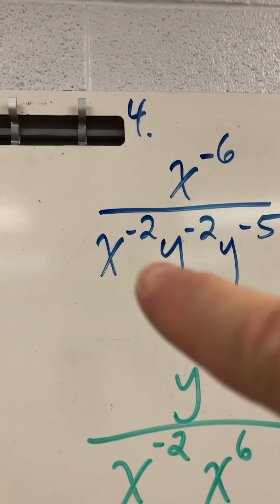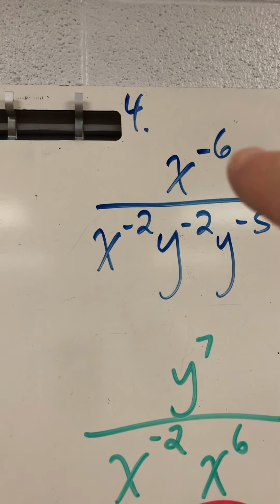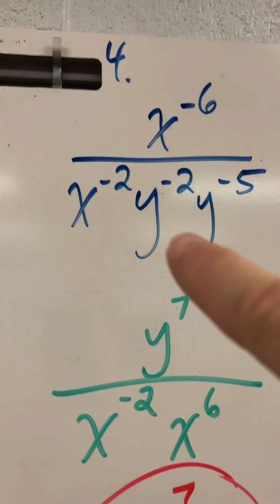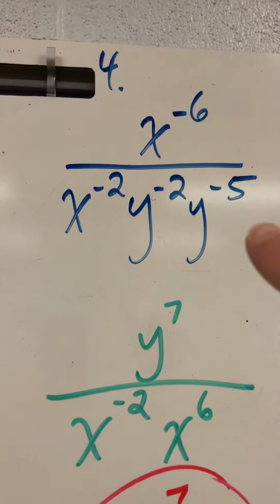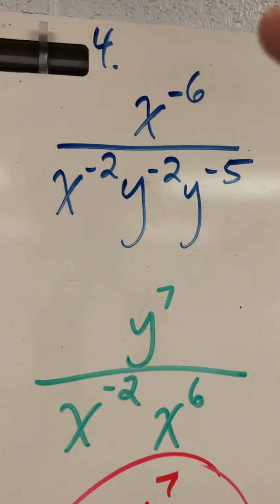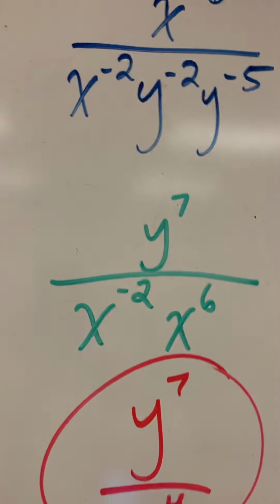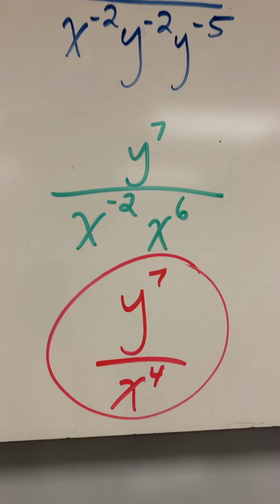X to the negative second. If I bring x to the negative 6 to the bottom, I've got x to the 6th. Y to the negative second, y to the negative 5th makes y to the negative 7th. Move it to the top, I've got y to the 7th. 6 minus 2 is 4. Y to the 7th over x to the 4th.